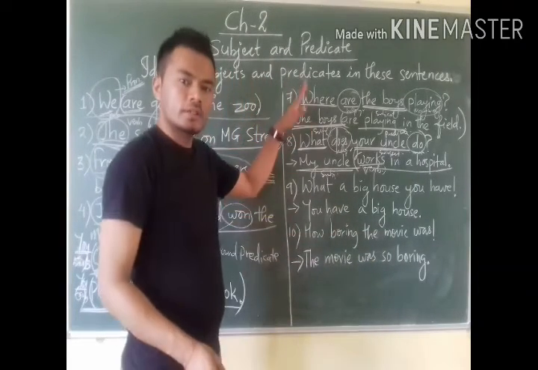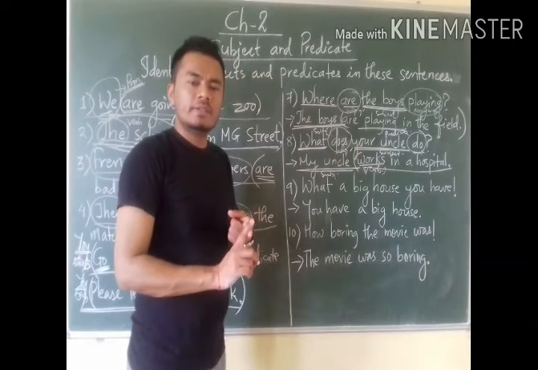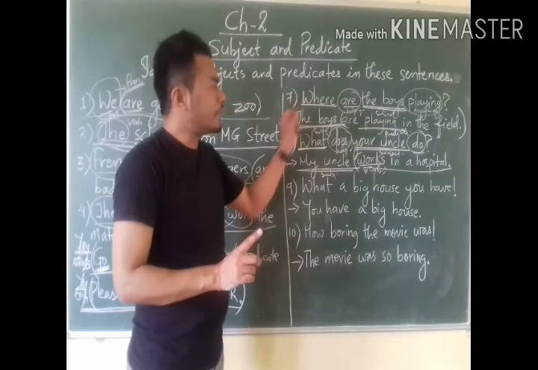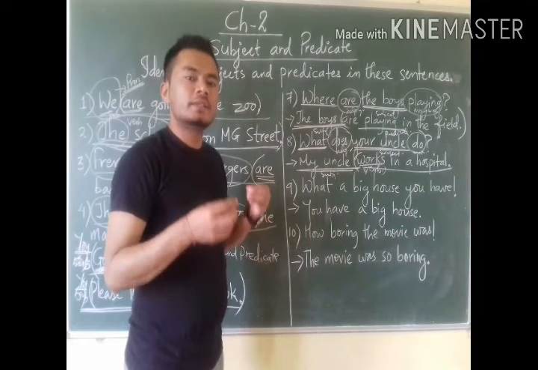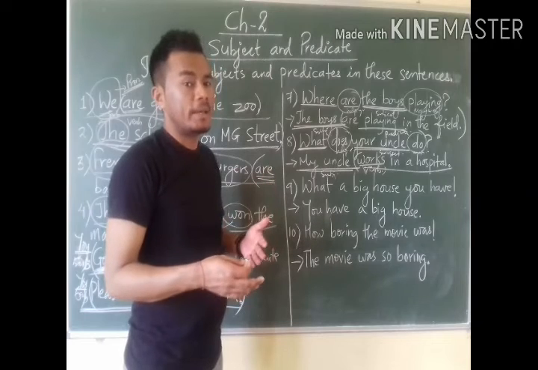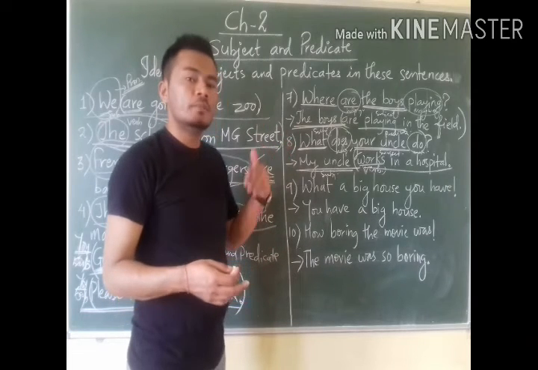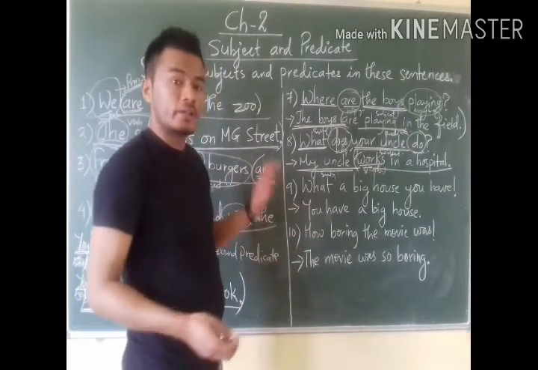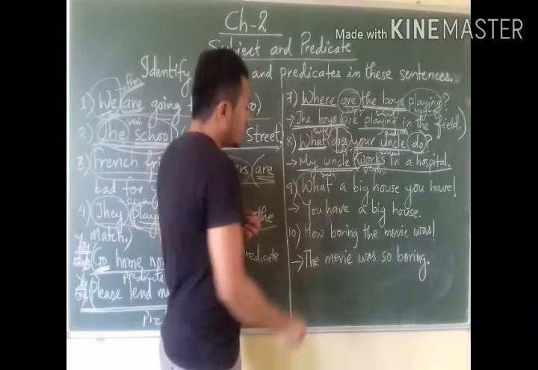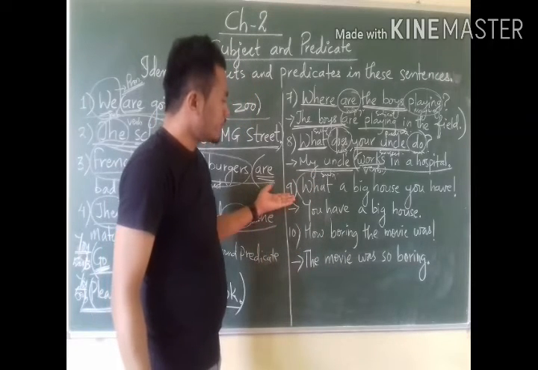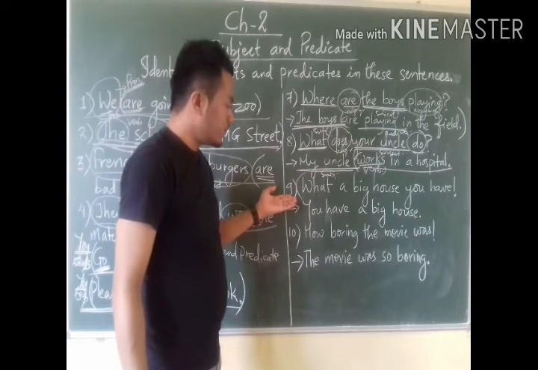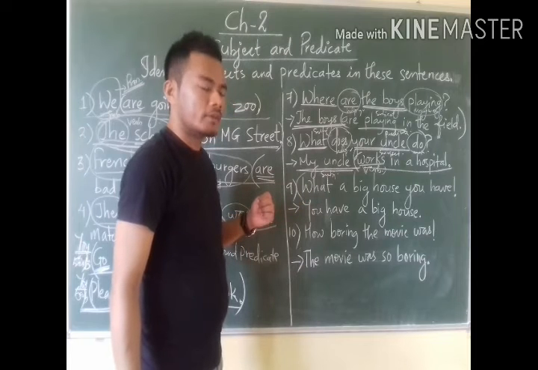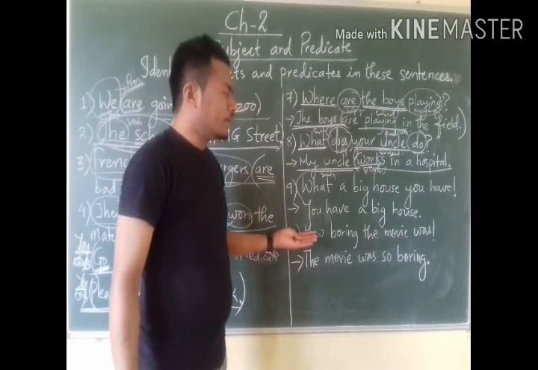Now see here, understood? In interrogative sentences, whether the questions are framed by WH words or helping verbs, the subject comes between the helping verb and main verb. Otherwise, you may transform the sentence into an answer to find out the subject. Now come to exclamatory sentences. Examples here, sentence number 9 and 10. Sentence number 9: What a big house you have. And sentence number 10: How boring the movie was.